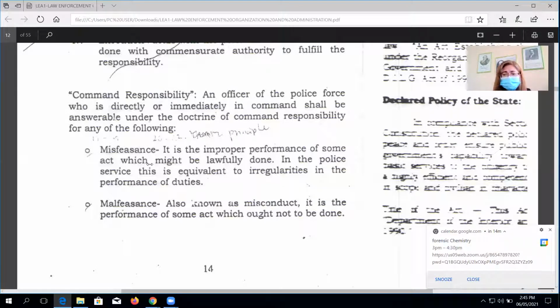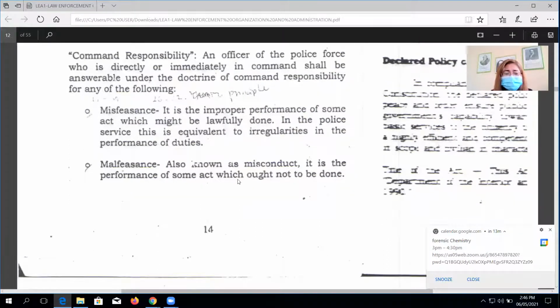So, sa mga butang na pasabutan, still it falls to command responsibility. Therefore, if you are the supervisor, if you are the head, or you are the chief of police of a certain police station, whether a city or a municipality, so ikaw ang managgot sa imuhang mga subordinates.